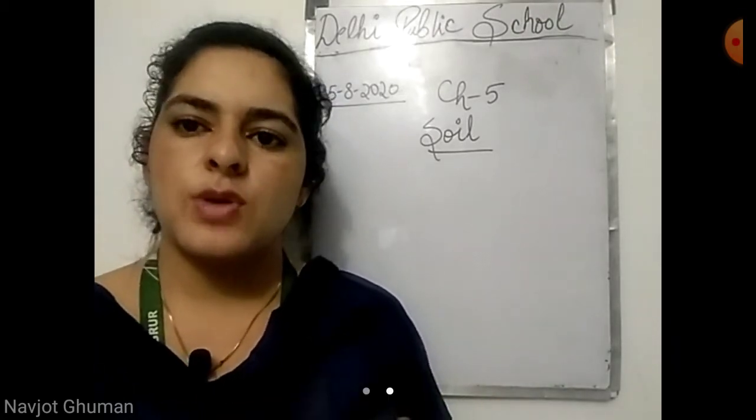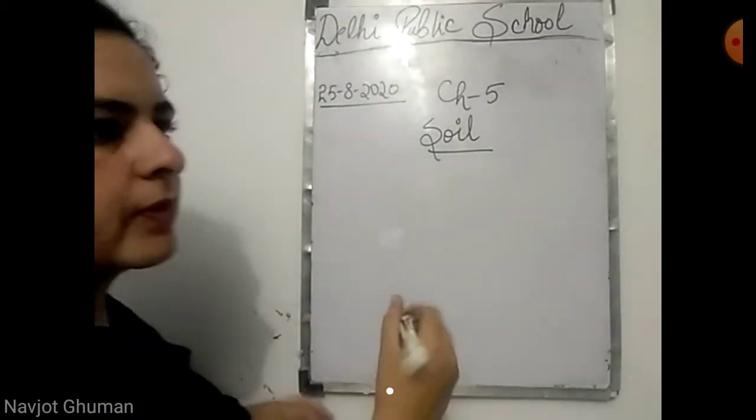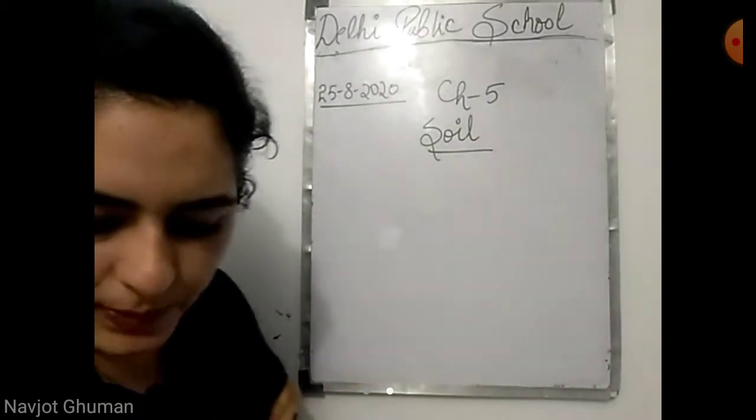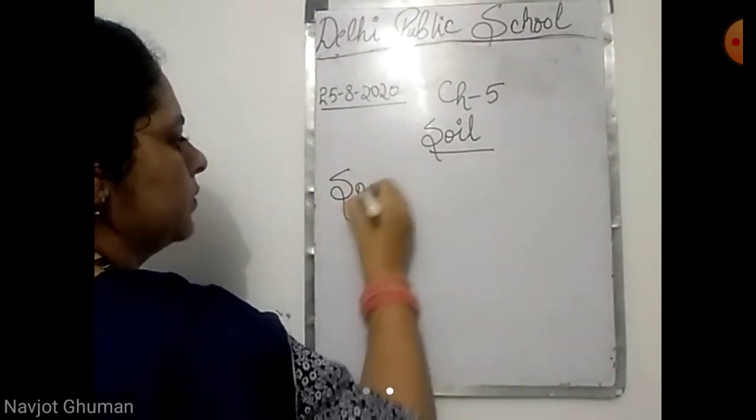Now our next topic is soil erosion. That is on page number 58 of your book. Open page number 58. Soil erosion.